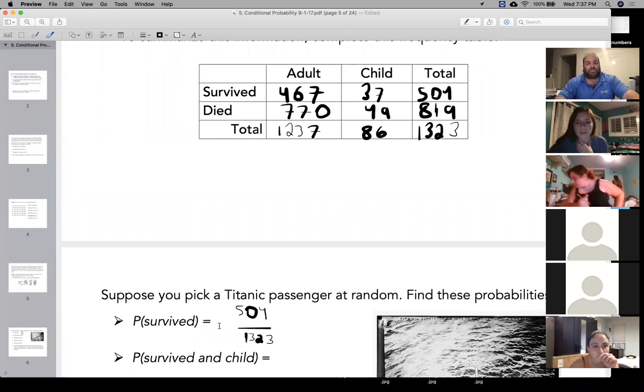Now, next one. Probability of survived and child. So first, what's the denominator? 86. No, the denominator. It's not the total of all 504. The denominator, 1323. Oh, I thought, okay. I'm still looking at everyone, right? There's no conditional here, right? So I'm still considering everyone. There's 1323, correct? Okay. Now, of those 1323, how many of them survived and were a child? 37? 37.